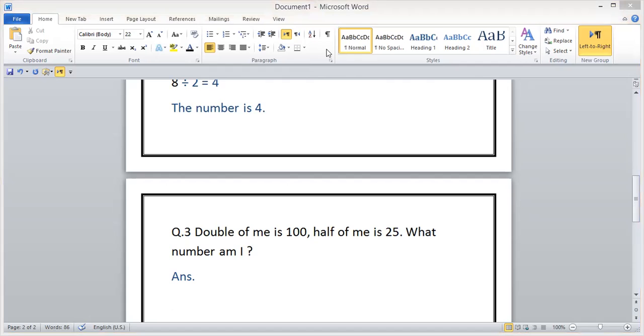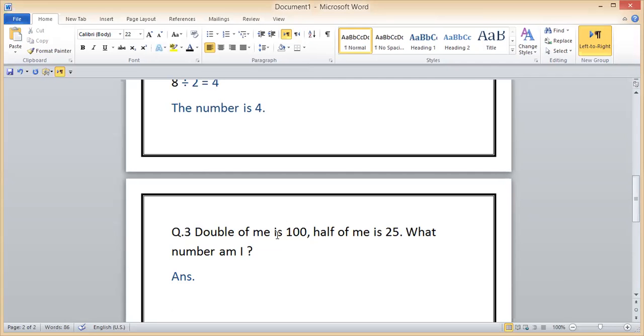Listen. Don't mix the double and half questions with what number am I. The question is not asking what is double of 100. The question is giving information to you that there is a number. If you double that number, you will get 100. The question is not asking what is double of 100. It is giving you information that there is a number. If you double it, you will get 100. What is that number?